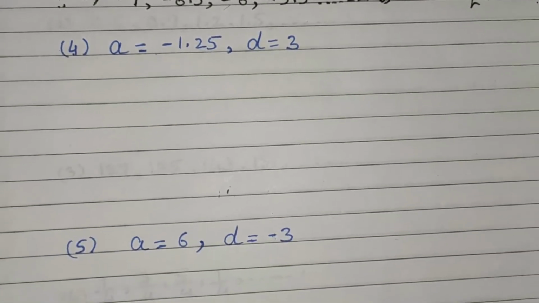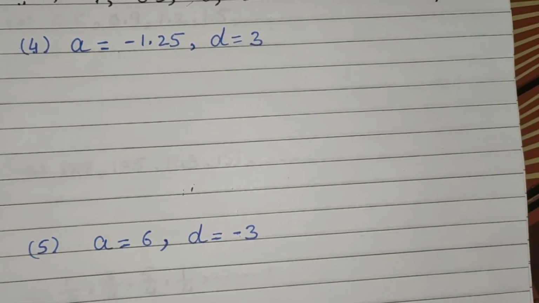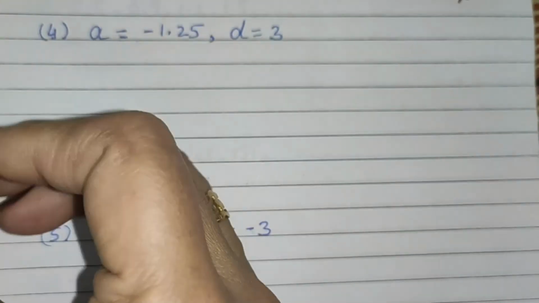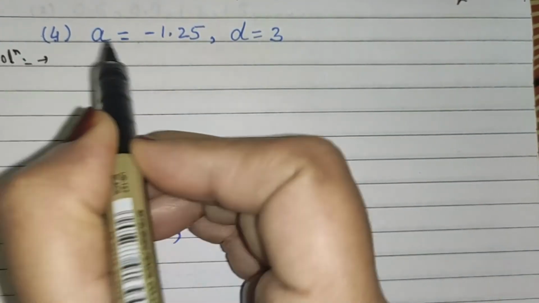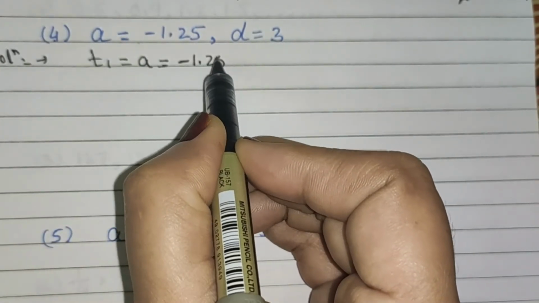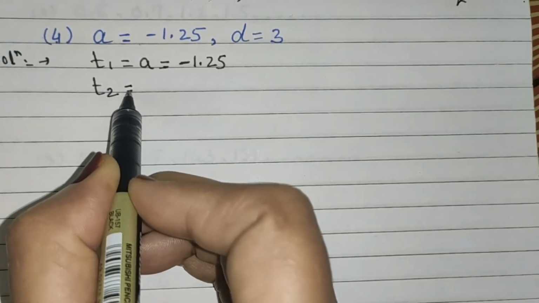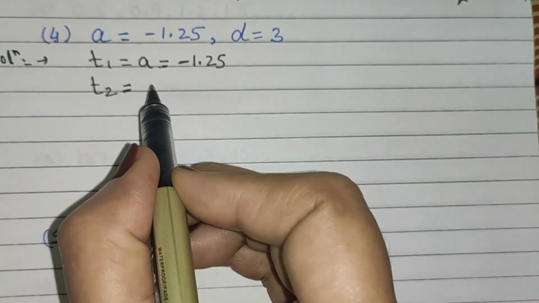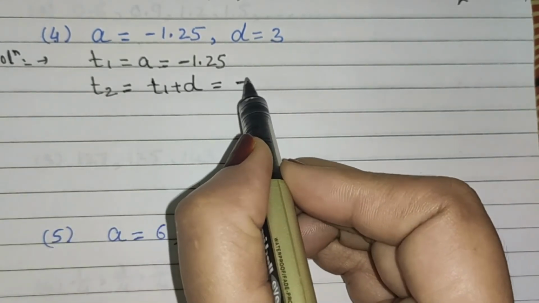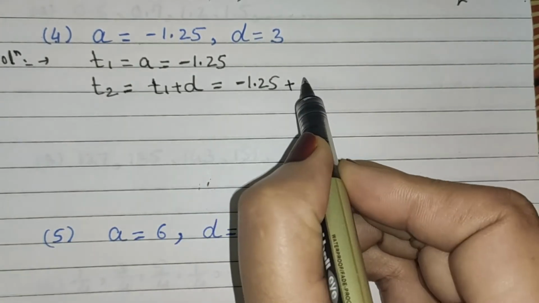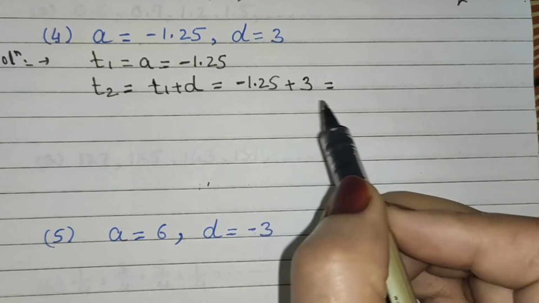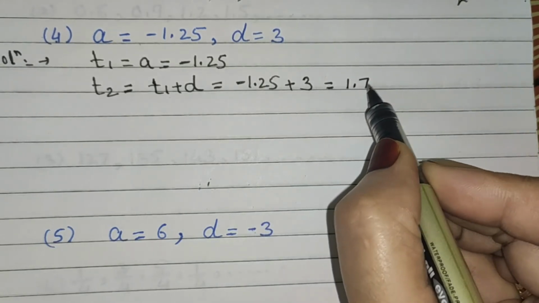Now, next one, the value of A is equal to minus 1.25 and value of D is equal to 3. Therefore, write down the solution here. T1 is equal to A is equal to minus 1.25. Now write down the value of T2 is equal to T1 plus D, minus 1.25 plus 3. Now solve it. Minus 1.25 plus 3 is equal to 1.75.